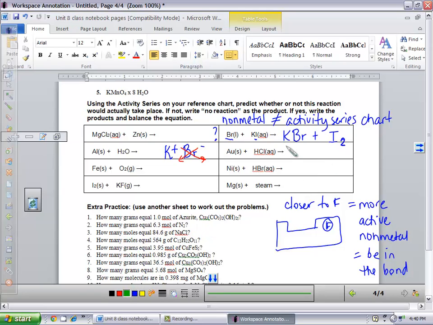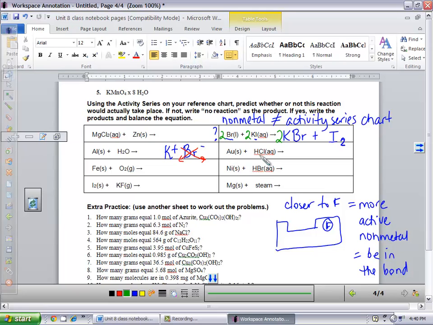Okay. Now let's talk about how to balance these. You notice there's 2 iodines over here. So there must be 2 iodines on this side. Gives you 2 potassiums. 2 potassiums. Now you have 2 bromines. 2 bromines. Now you're balanced. Okay, let's look at this next one.